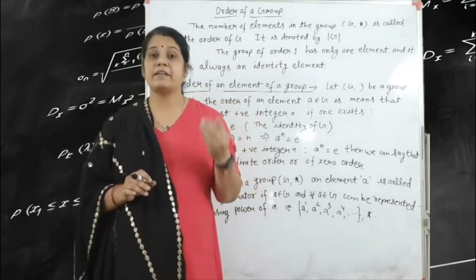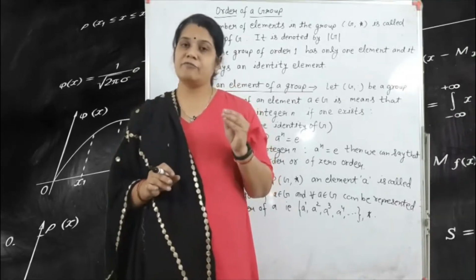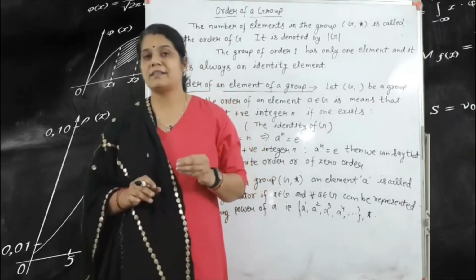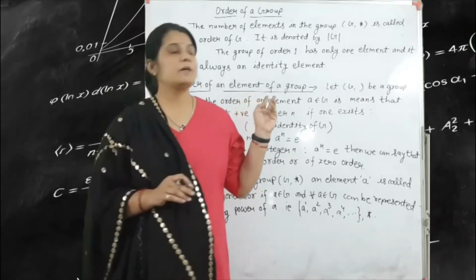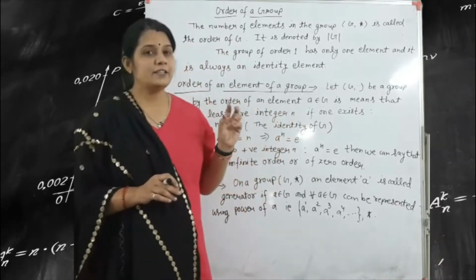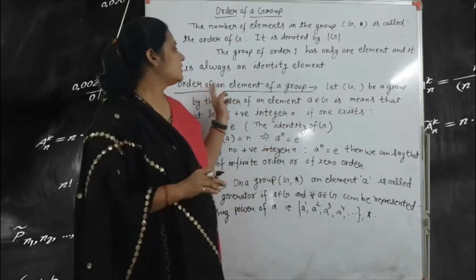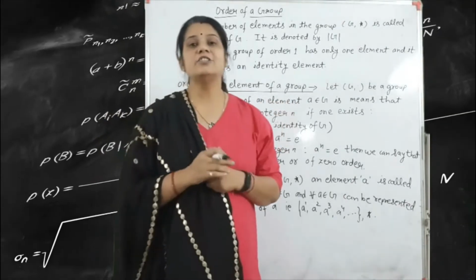That means for finding the abelian group we satisfy a total of 5 properties, and for finding the group we satisfy 4 properties. Our next topic is very interesting, because according to the order of a group we have 3 topics: the order of an element of a group, the cyclic group and the generator.